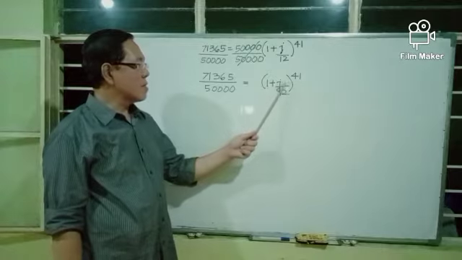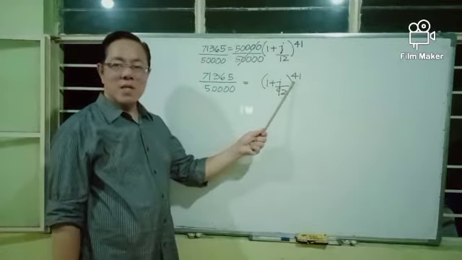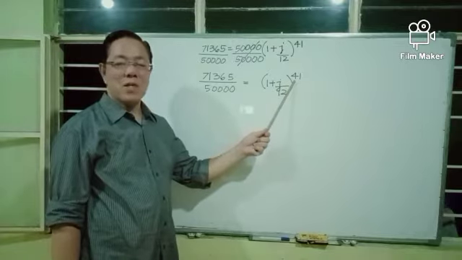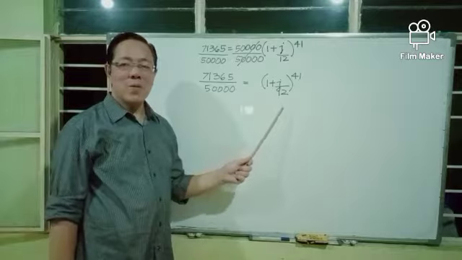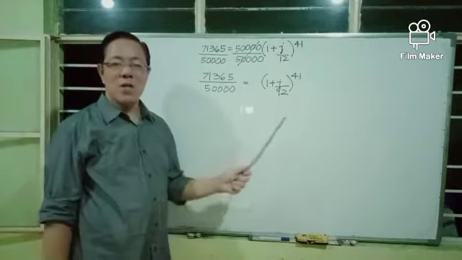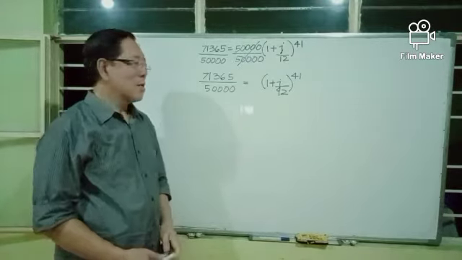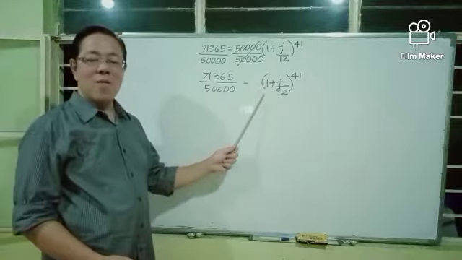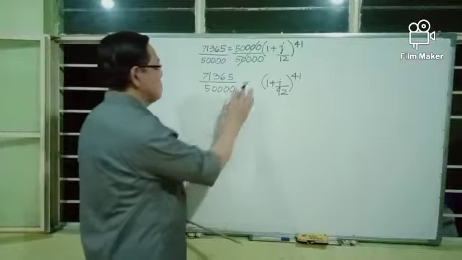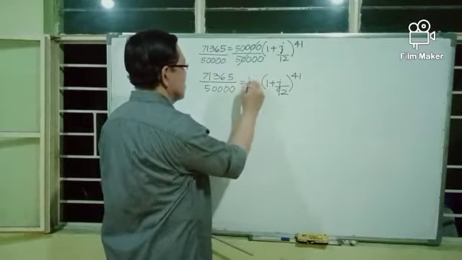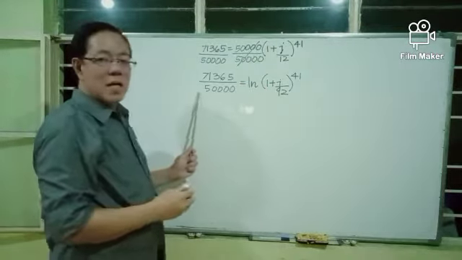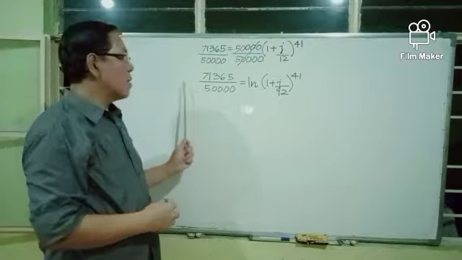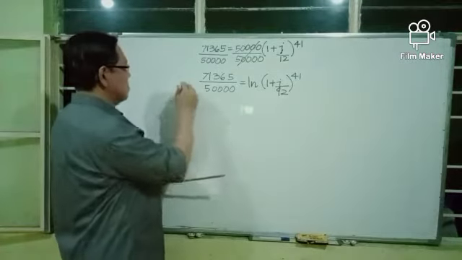Next, we start by getting rid of the exponent 41, the exponent of 1 plus J over 12. And we do that by taking the natural logarithm of both sides. Take the ln of the right hand side, and take the natural logarithm or ln of the left hand side.